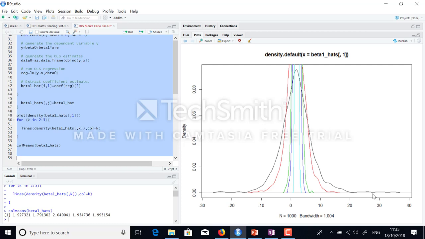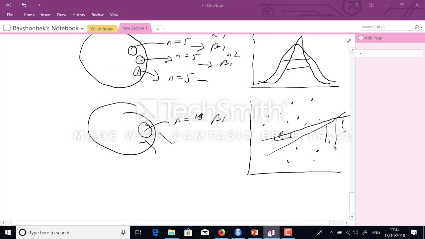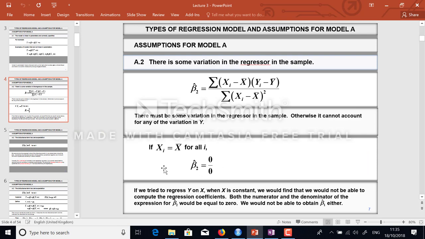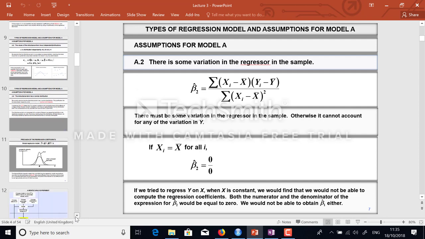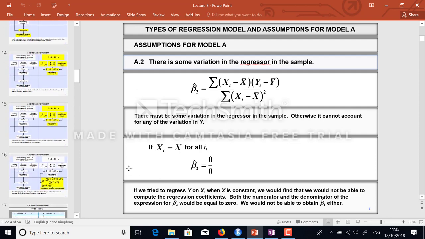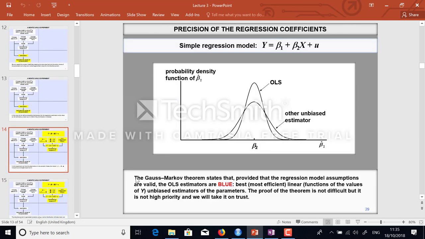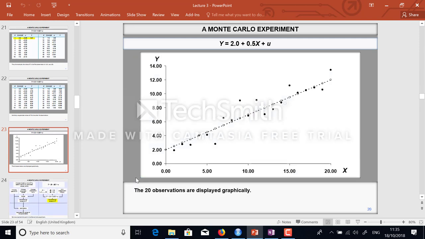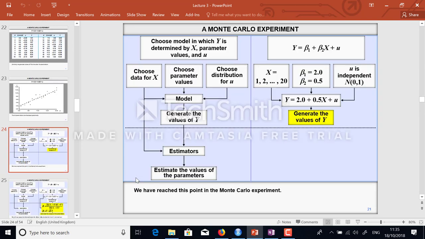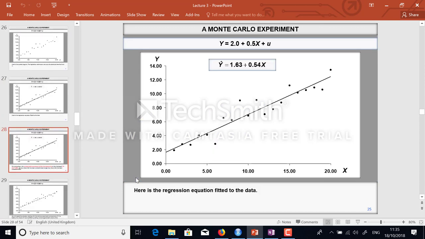And OLS is the best linear unbiased estimator. Now, with this simulation, I'm going to skip a lot of slides because there's this manual one as well. So step-by-step explanation of how we calculate the errors here, how we assign values, and how we calibrate the simulation. So this is my first sample.